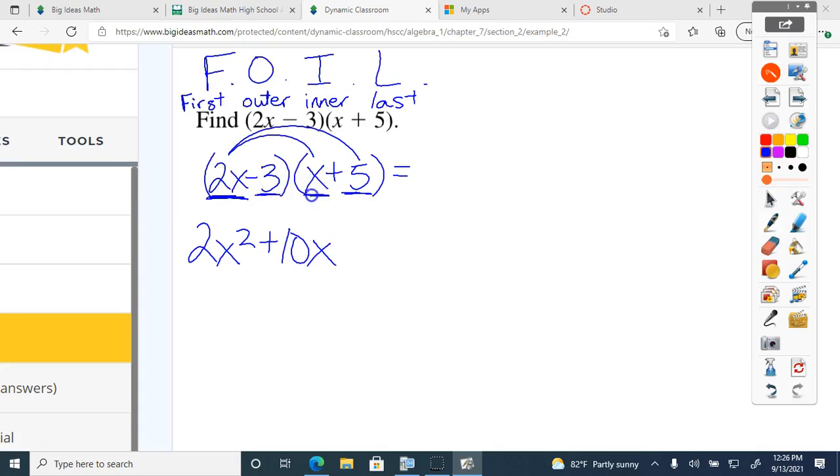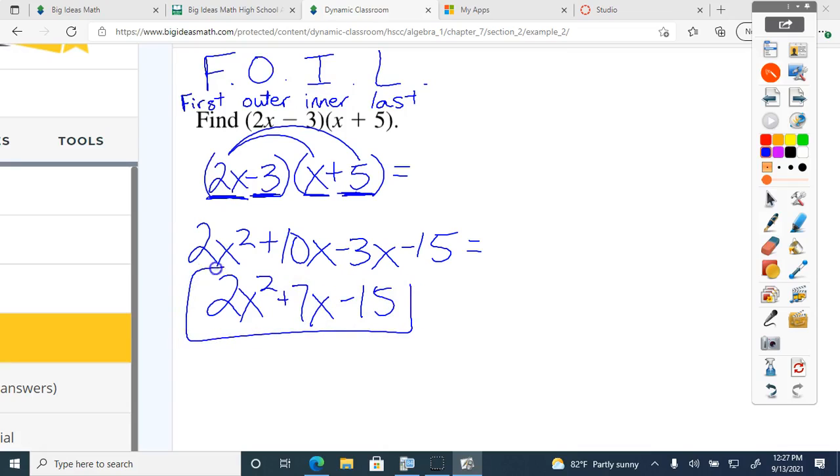That's these two. Negative 3x. And finally you do the last term. So that's negative 3 and 5 make negative 15. And then you add your like terms again. 2x squared, 10 minus 3 is 7x, minus 15. Okay? That is called the FOIL method.